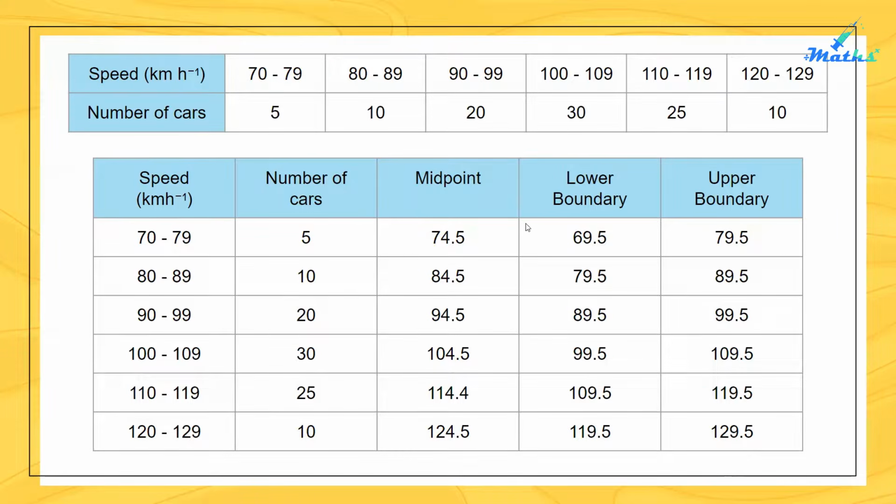For the lower boundary, we take the number before 70, which is 69, plus 70 divided by 2, and we get 69.5. 79 plus 80 divided by 2, and we get 79.5. For the upper boundary, we use 79 plus 80 divided by 2 and we get 79.5, and 89 plus 90 divided by 2 and we get 89.5.